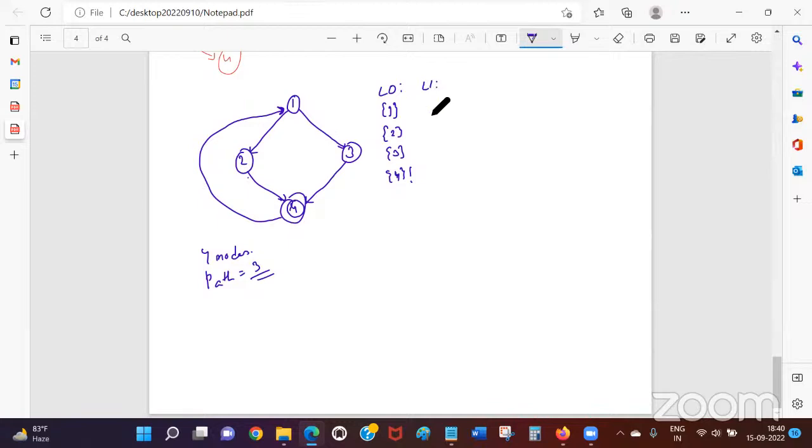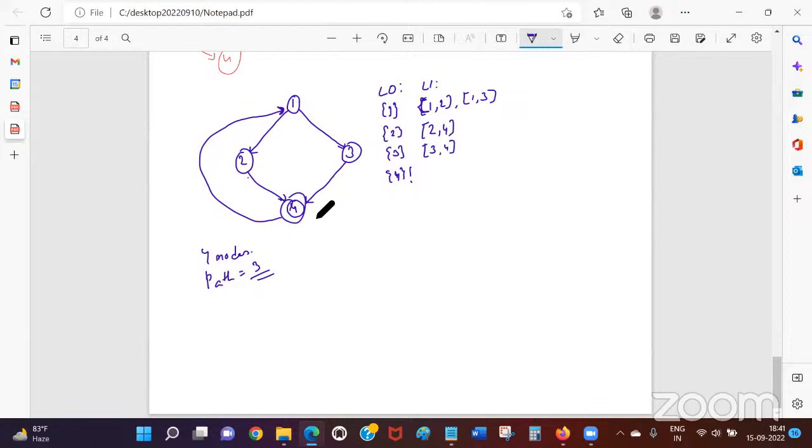Then L1. So distance L1 from 1, how can I expand from 1 to distance 1? Let me write it in a square bracket because a path is written in square brackets. So it's 1 to 2, or I can go 1 to 3. We're taking length 1 only. Then from 2, where can I go? I can go 2 to 4. From 3, where can I go? From 3, I can go to 4.